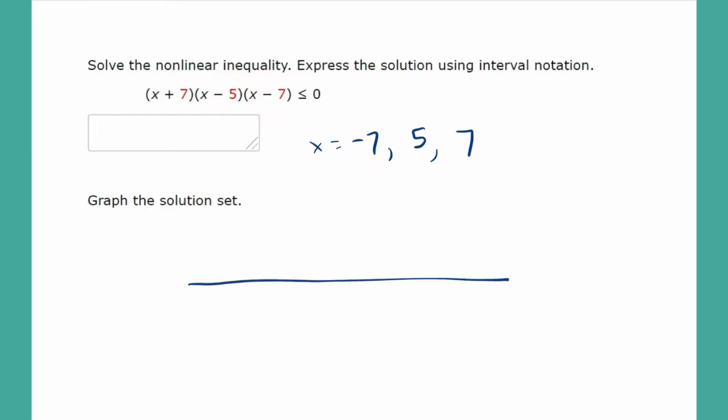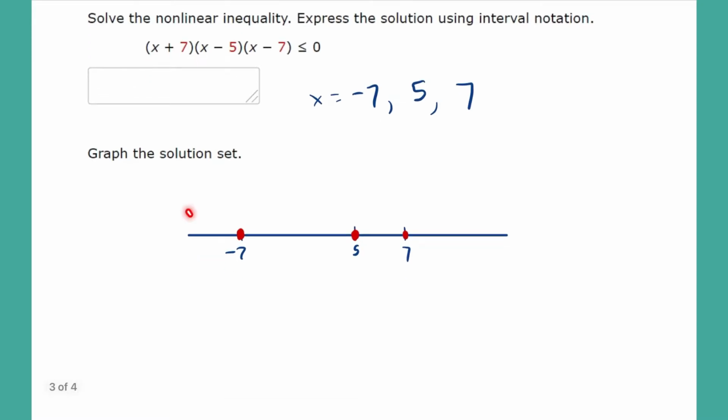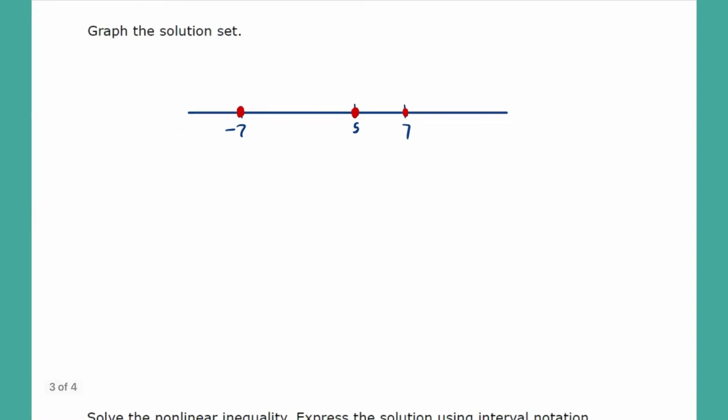We graph those on the number line. Negative 7, positive 5, positive 7. And these are also going to be closed circles, all three. Closed, closed, closed. And now we need to test 1, 2, 3, 4 intervals this time. So we're going to test some intervals.